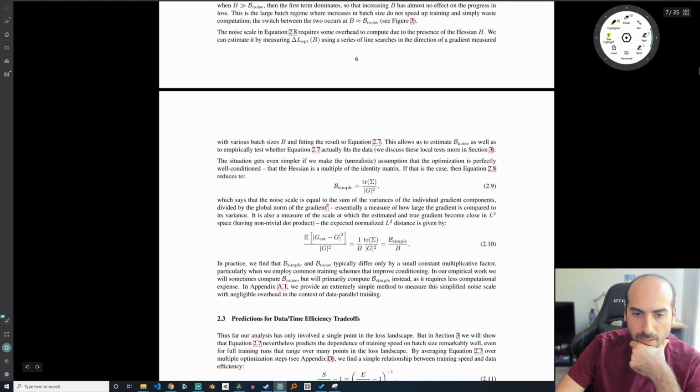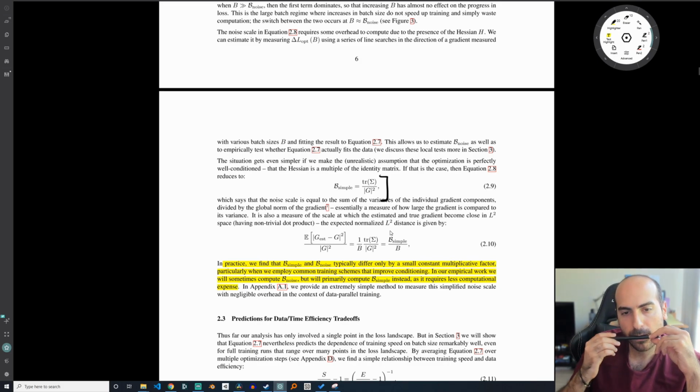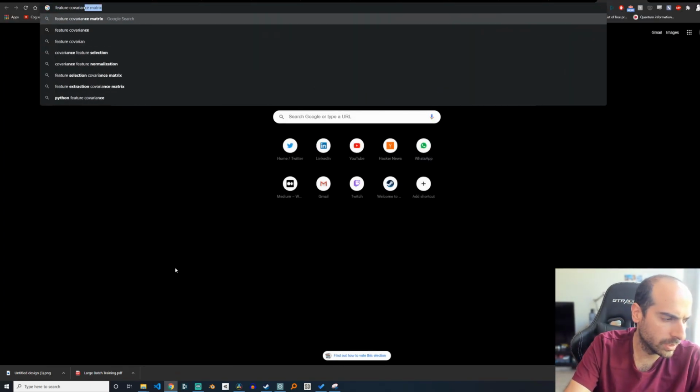The Hessian, okay. So they just take the trace of the covariance matrix and then divide that by the norm of the gradients. I'm just confused at one thing. So basically the feature covariance matrix.